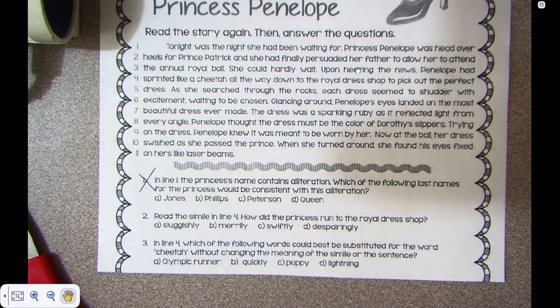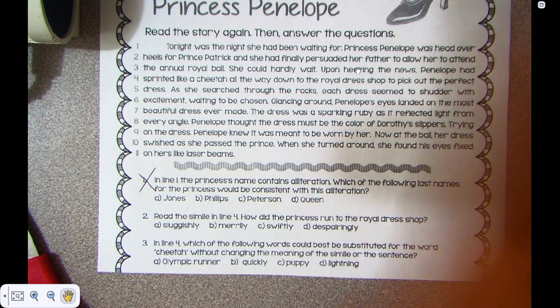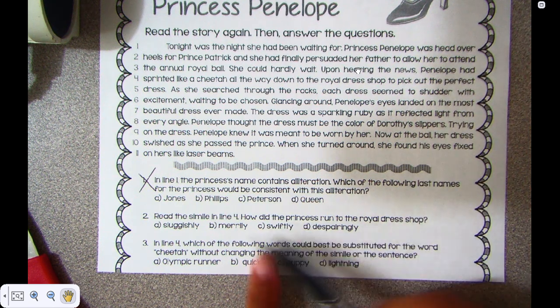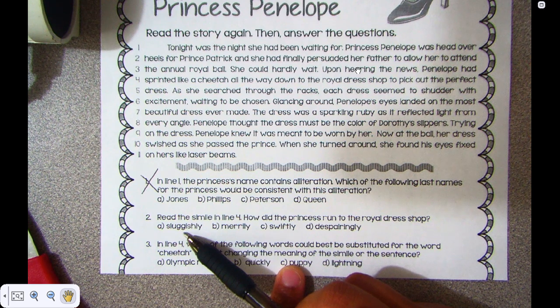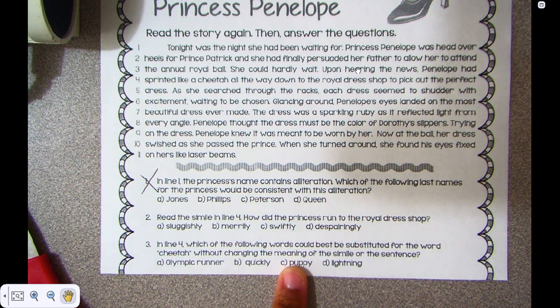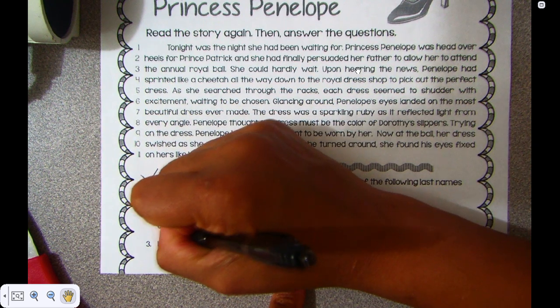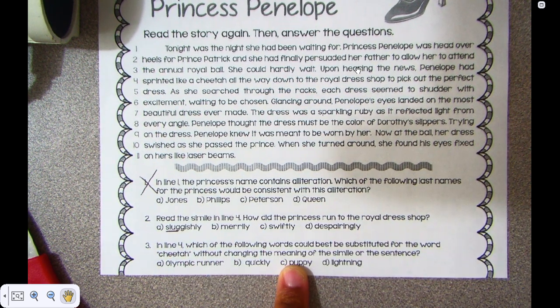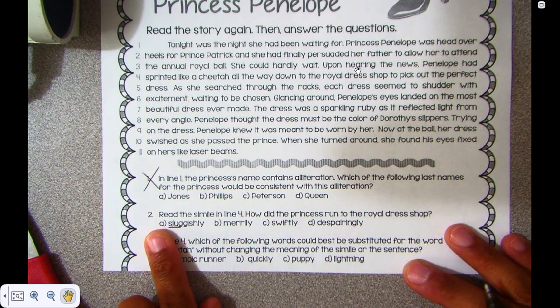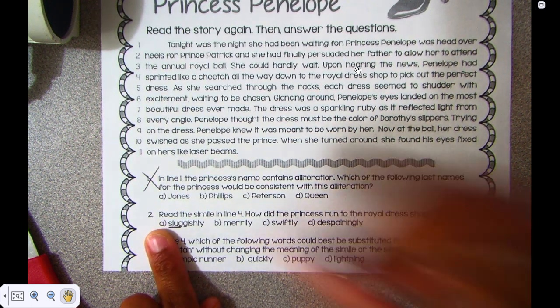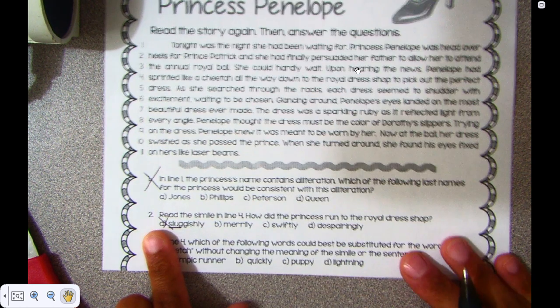Now we remember, we figured out cheetahs move fast. So she must have taken off like a cheetah, to get into that dress store. So we have to look at the choices. Did she move sluggishly? Now, even if you don't know what sluggishly means, I see something in here that I do know. It's that word slug. And when I think about a slug, it moves very slow. So sluggishly, that's kind of the opposite of a cheetah. So that doesn't make any sense.